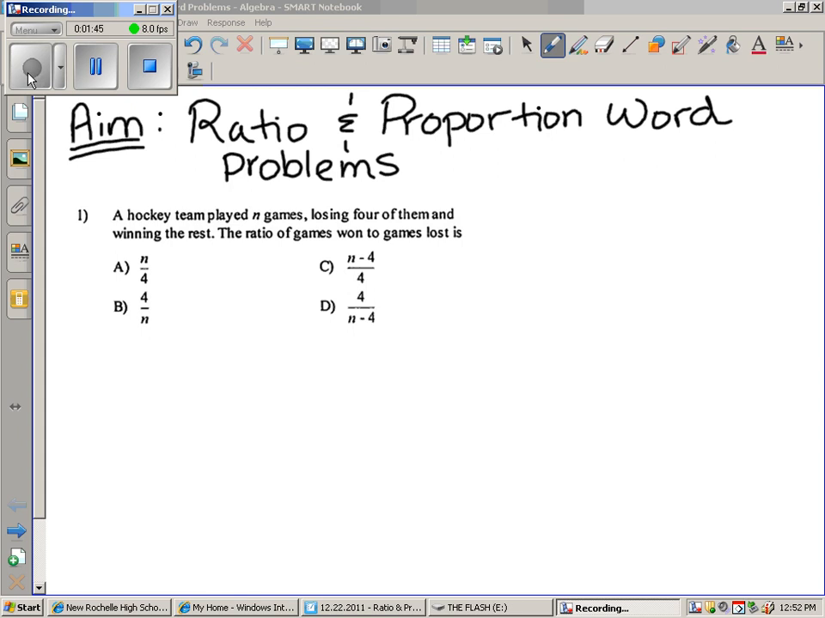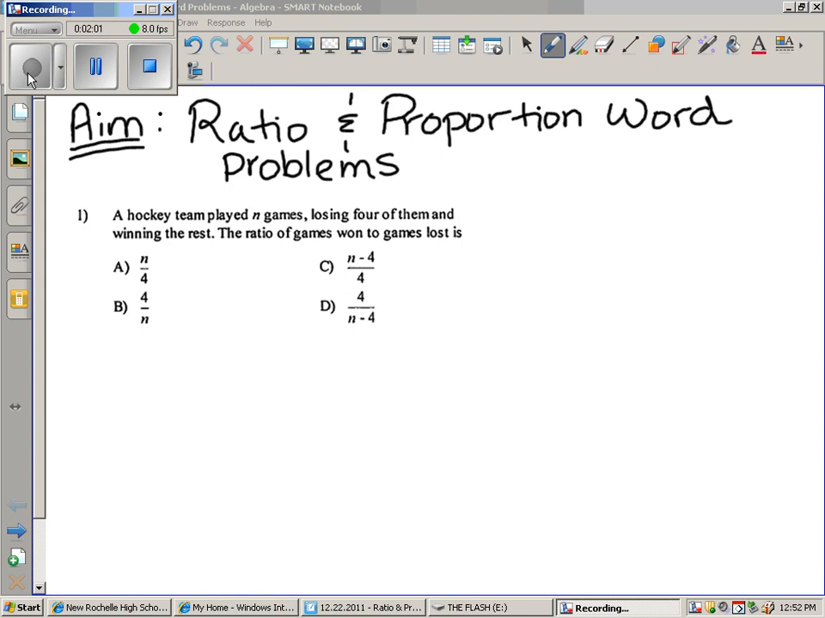Let's go with this. A hockey team, so these are word problems. One key strategy to solving word problems is writing down, taking notes. You learn that skill in history, in science, in English. It's useful in math also as well.